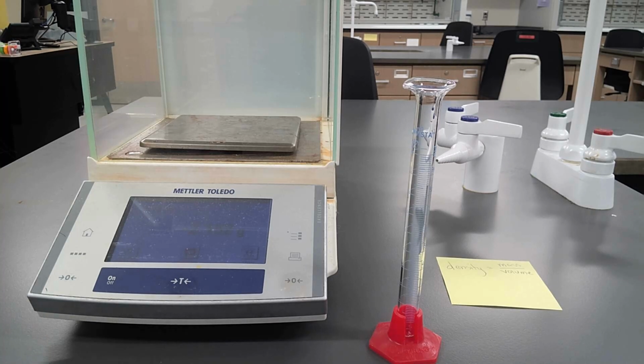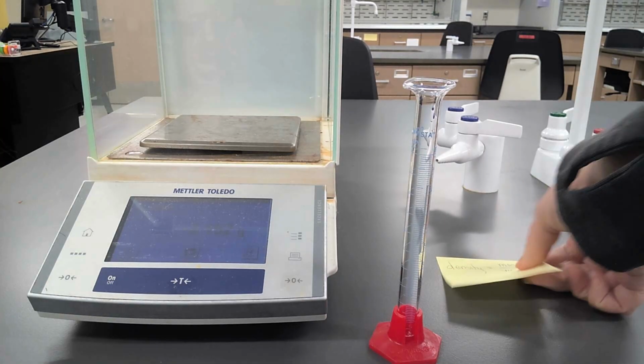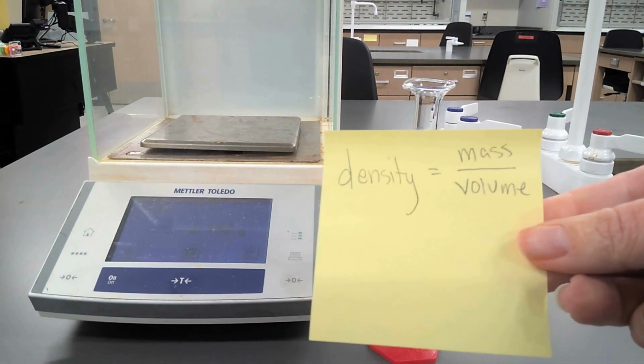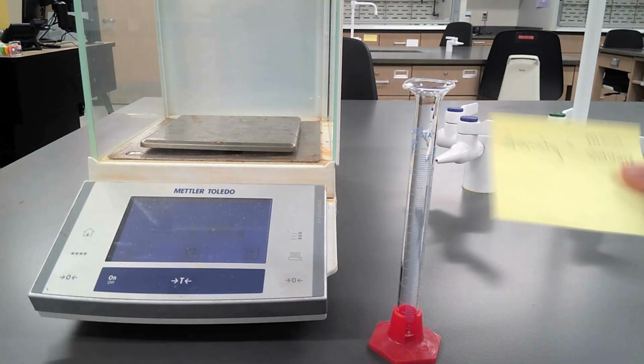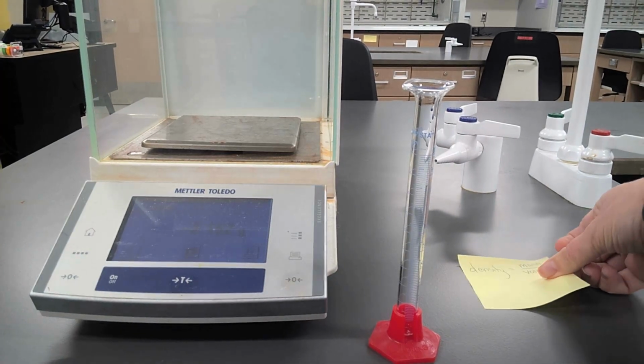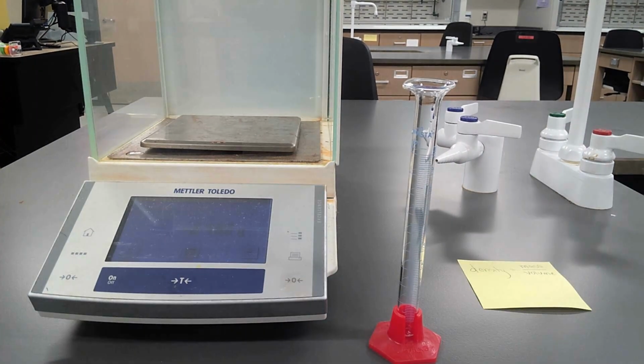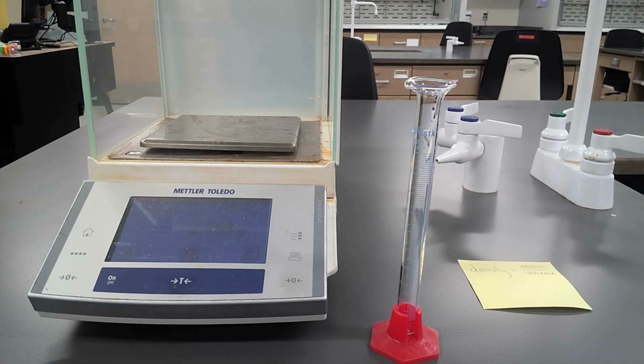What we're going to be doing today is getting the density of a liquid. So recall that our equation for density is that density is mass over volume. So what we want to do is get the mass of our liquid and get the volume of our liquid. In order to accomplish this, we need two things. We're going to need our analytical balance and we're going to need a graduated cylinder.